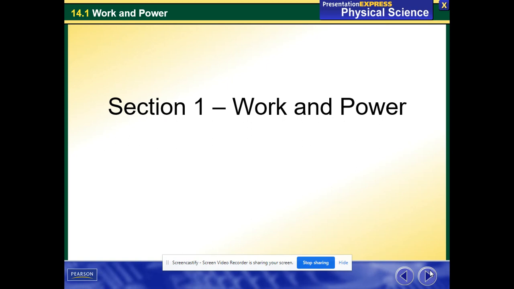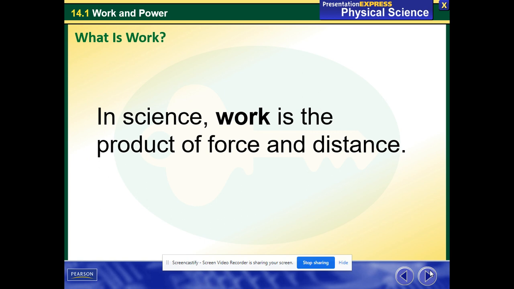Hey everyone! Today we're going to start our very last chapter in our physics unit, and after this chapter, we're going to be moving on to astronomy. This chapter is titled Work, Power, and Machines, and specifically in section 1, we're going to focus on defining what is work and what is power. So let's go ahead and get started.